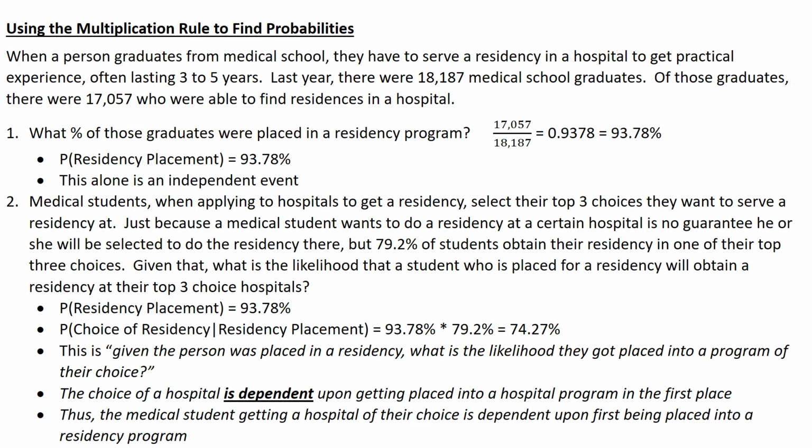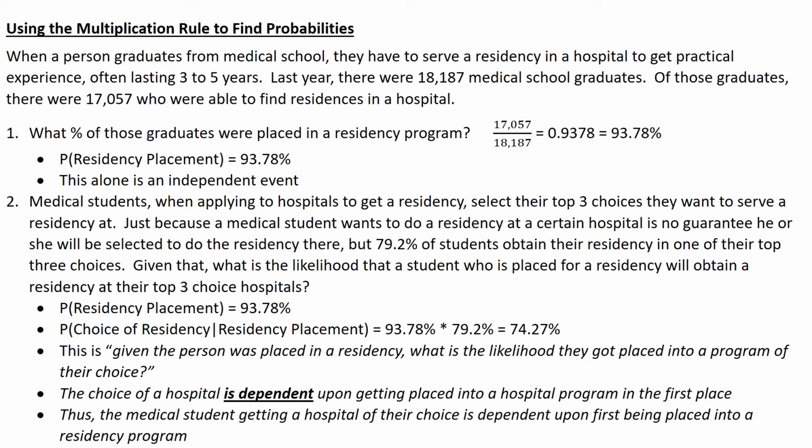Now, we can use the multiplication rule to find probabilities as well. And this is a real life example here. What's the likelihood of this happening given that that's happening? We have individuals, pre-med, who are going to go to med school. And once they finish med school, they have to serve a residency, anywhere from 3 to 5 years.